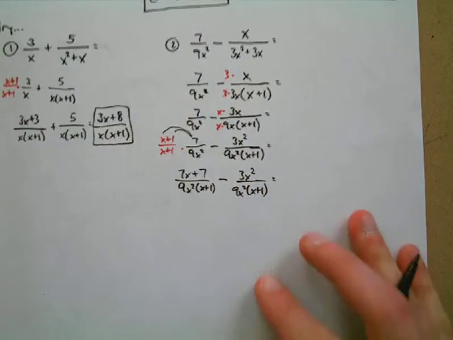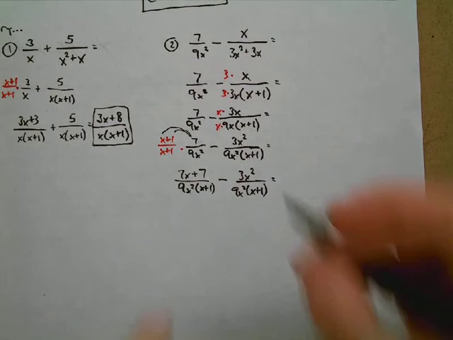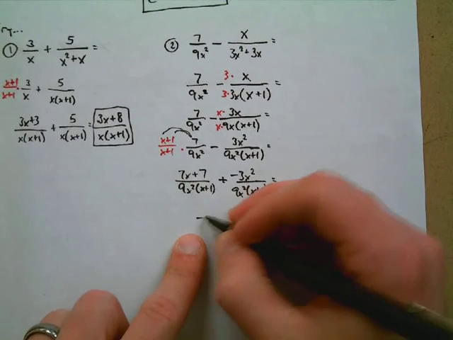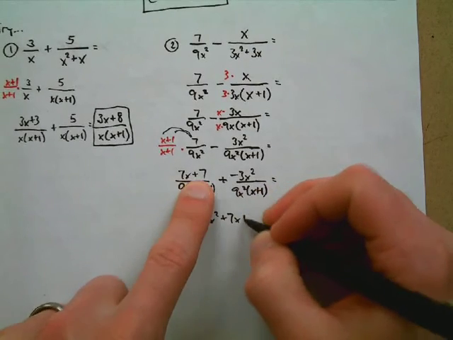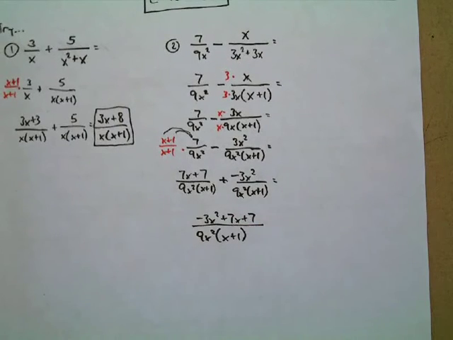Okay? Do we have common denominators now? Yes. Okay? So let's see here. That minus 3x squared, remember it's going to be plus negative 3x squared there. There's no like terms up here. So we'll just have negative 3x squared plus the 7x plus the 7 all over 9x squared times x plus 1. Like that. Okay. And I don't think that factors. No. I'm sure it does not. Okay. Yep, that's the best we can do there. Okay. So there it is. Final answer.